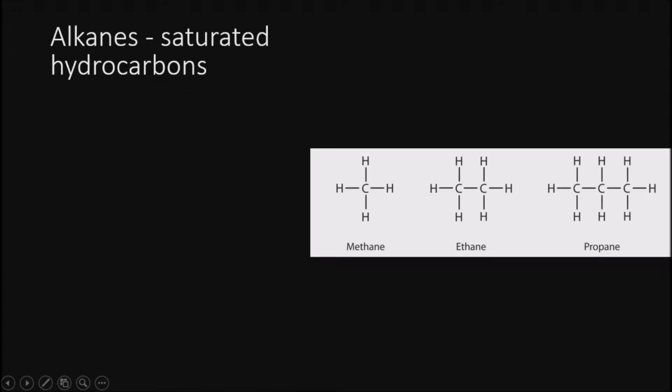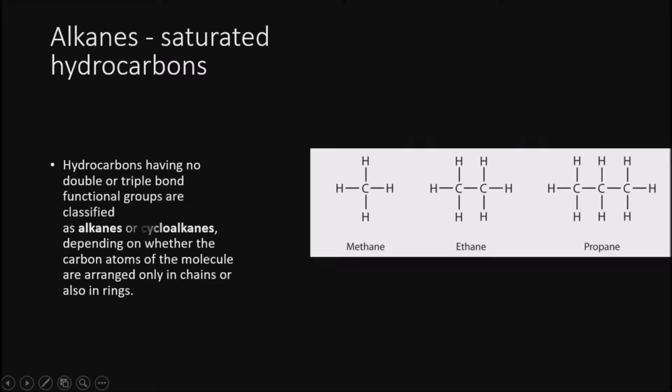The alkanes are also known as saturated hydrocarbons. Hydrocarbons having no double or triple bond functional groups are classified as alkanes or cycloalkanes, depending on whether the carbon atoms of the molecule are arranged only in chains or also in rings. These are some examples of the alkanes.